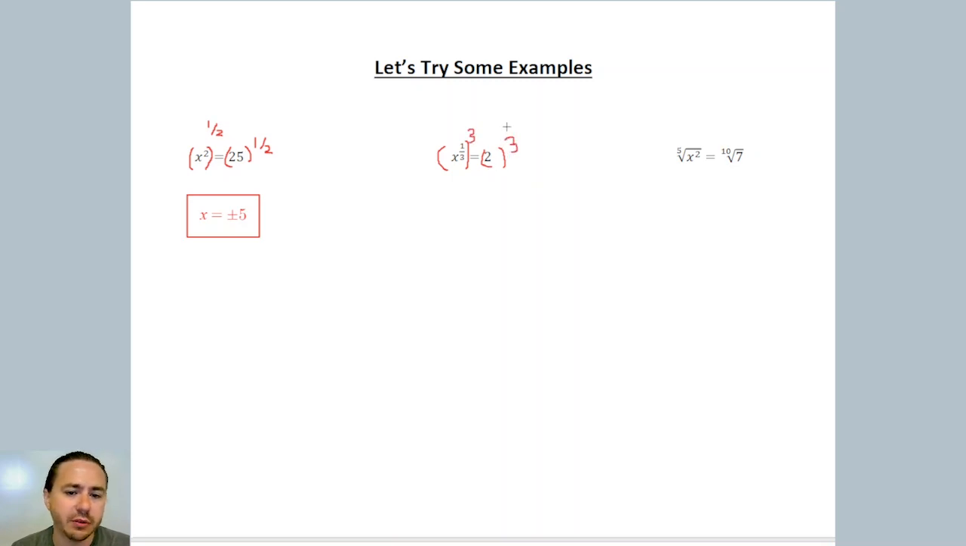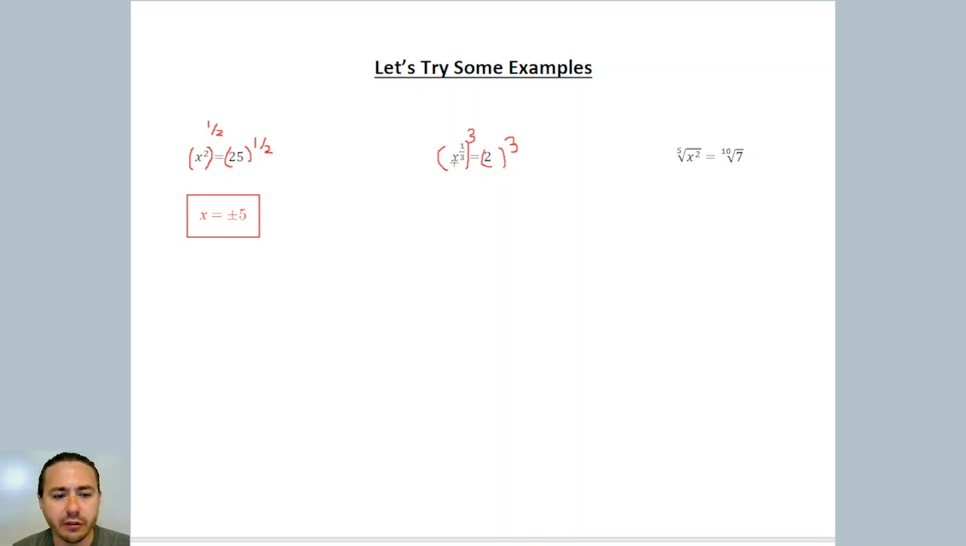Now, when you raise something to an integer power, you don't have to worry about plus or minus. You only have to worry about plus or minus when you take square roots, 4th roots, 6th roots, 8th roots, any even root. So let's go ahead and cube both of these.